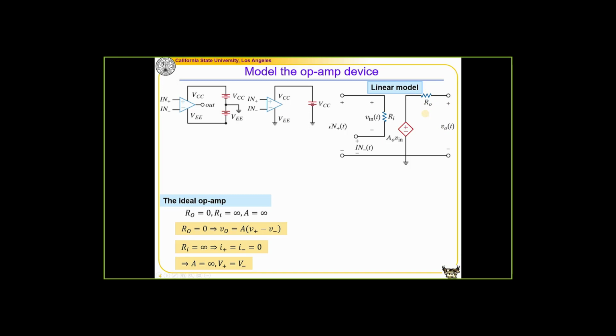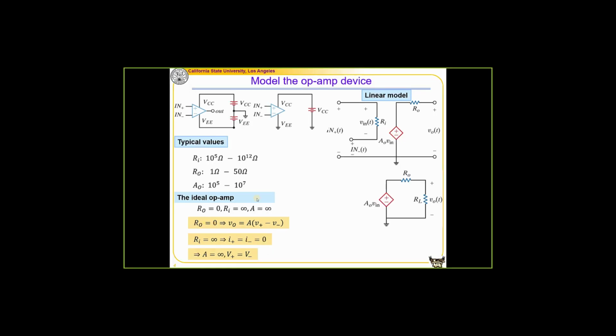So that is also the case for typical op-amps. In typical op-amps, RO is very small. It's only a few ohms. We want Ri to be very large. If Ri is very large, it means the current will be very small through the circuit. It means that we won't consume too much power from the signal input. And the AO, we want it to be super large. So in the ideal case, we assume the amplification gain is equal to infinity.